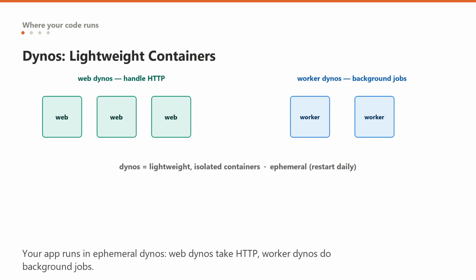That's horizontal scaling. And here's a defining trait to remember. Dynos are ephemeral. They're spun up and torn down freely, and every dyno restarts at least once a day. That single fact shapes how you must design a Heroku app.